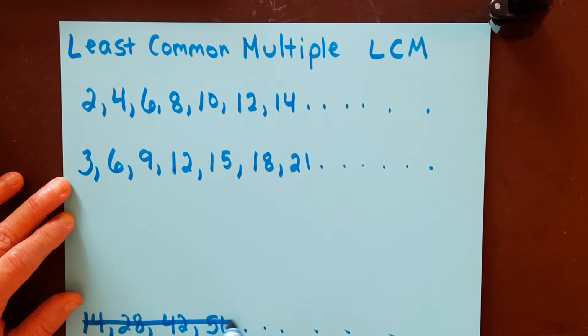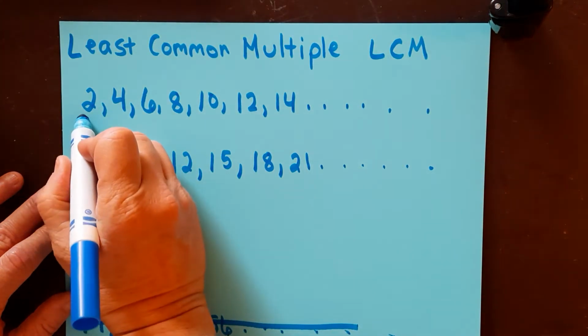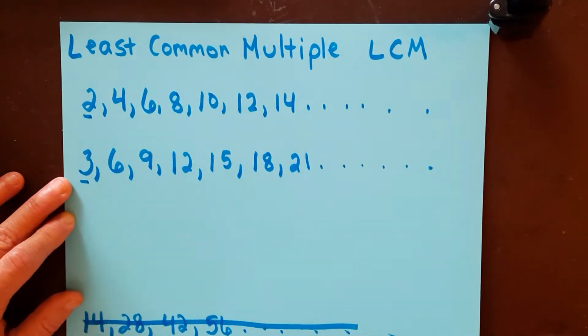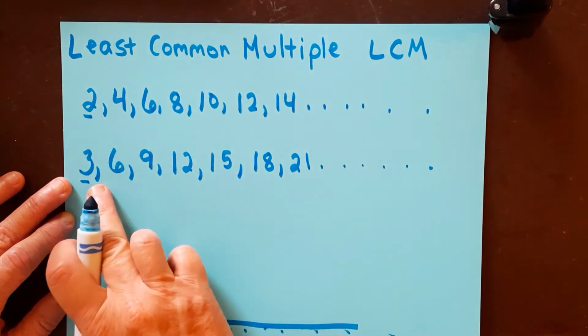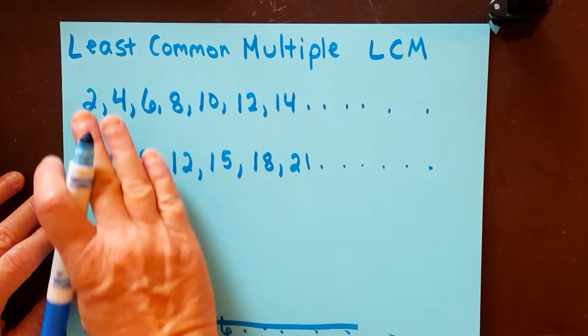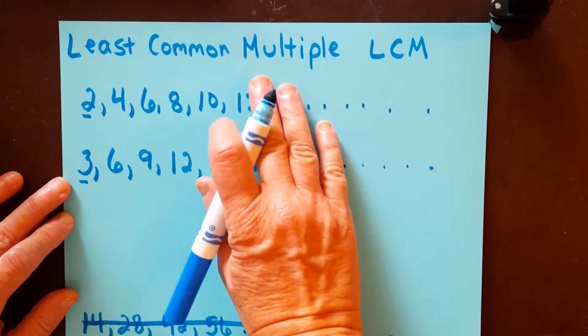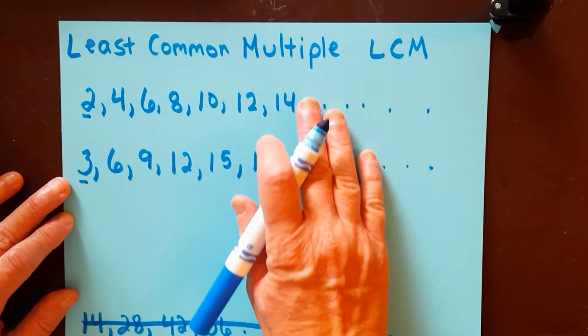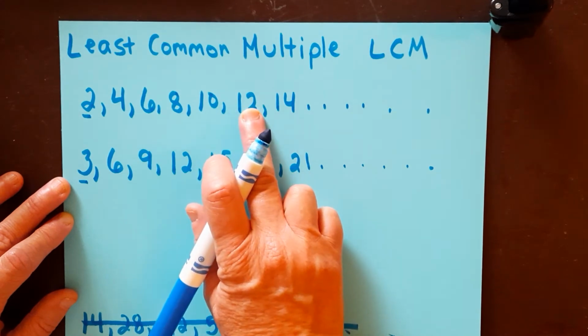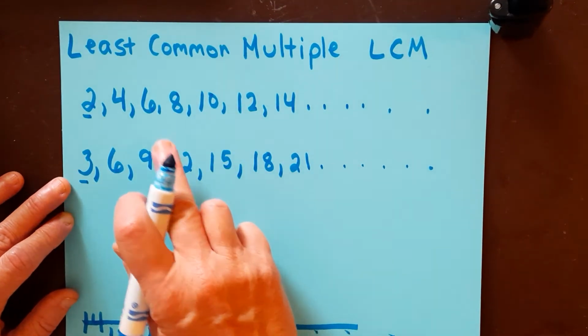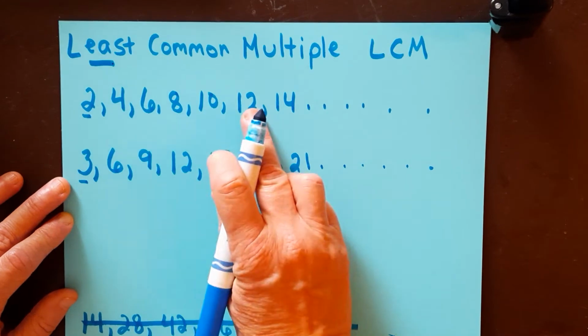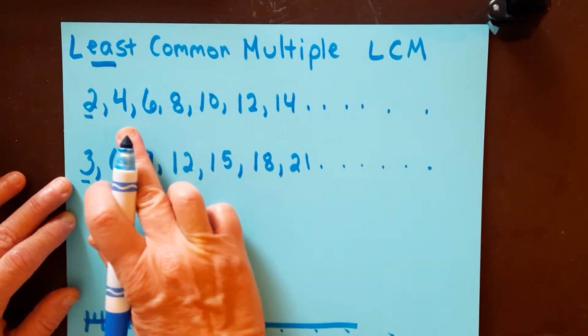I'm going to take away these 14s for a minute and just focus on 2 and 3. So if your problem in your book said find the least common multiple of 2 and 3, we'd take a look at this list and we'd try to find multiples that are common to both, that are in both of these lists. 12 is in both of these lists, but it isn't the smallest one. We're looking for the least common multiple.